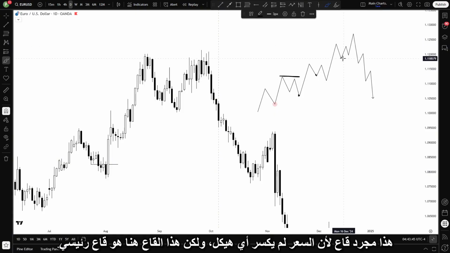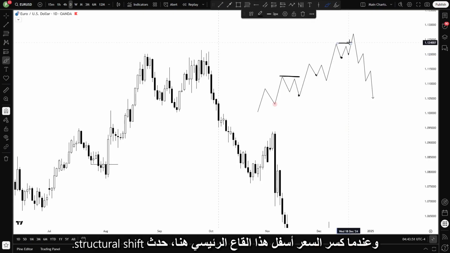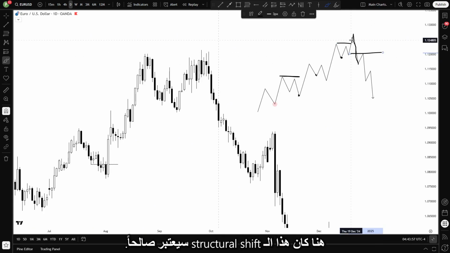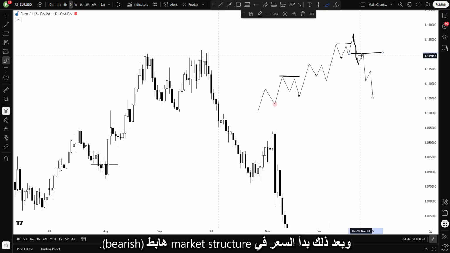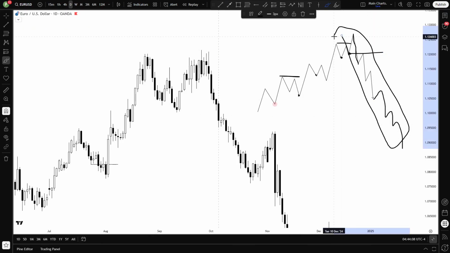this is just a low because price didn't break structure, but this low right here is a key low. And when price broke below this key low right here, this is when a structural shift happened. This is when this structural shift would have been considered a valid one. And after that, price then started a bearish market structure.